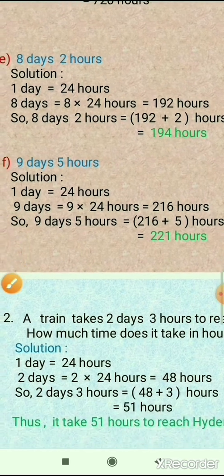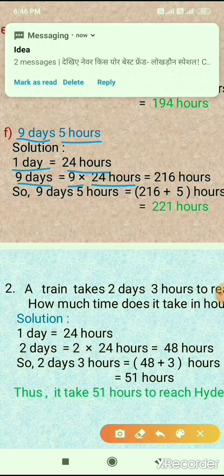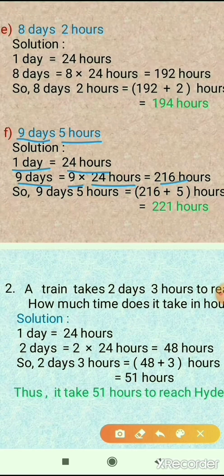Okay, now see next example, 9 days 5 hours. We know that 1 day is equal to 24 hours. So 9 days is equal to 9 multiplied by 24. 24 9s are 216 hours. Okay, so 9 days 5 hours, 9 days means 216, to that we add 5. So 216 plus 5, 221 hours. So 9 days 5 hours is equal to 221 hours.